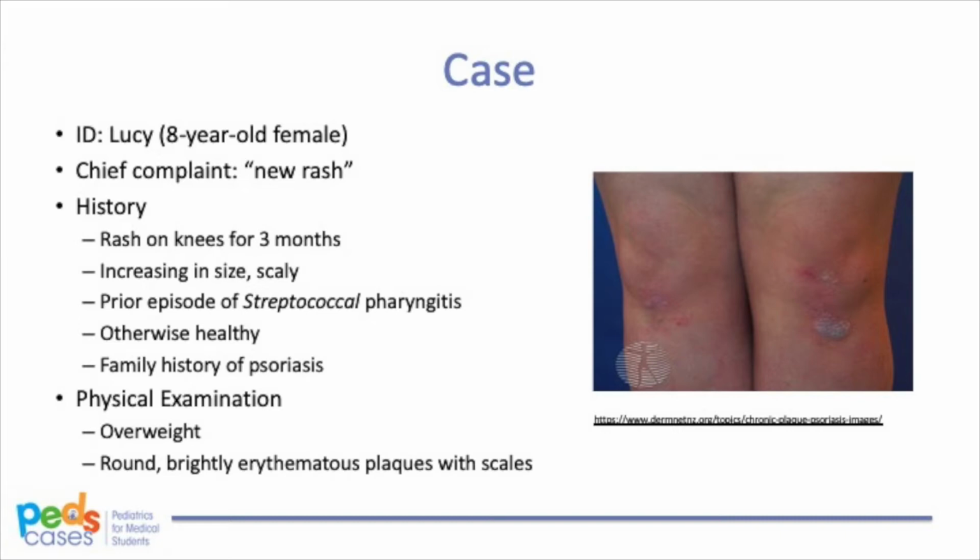Before the development of the rash, Lucy had an episode of culture-proven Group A streptococcal pharyngitis, which resolved with oral antibiotics. She is otherwise very healthy. On physical examination, Lucy is overweight, and you note round, brightly erythematous, well-demarcated plaques about 5 cm in width. These plaques are covered with silvery white scale. The remainder of the dermatological examination is normal. The mother asks you, "I have psoriasis and had a similar rash when I was younger. Could this be psoriasis?"